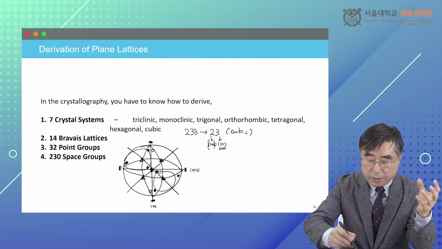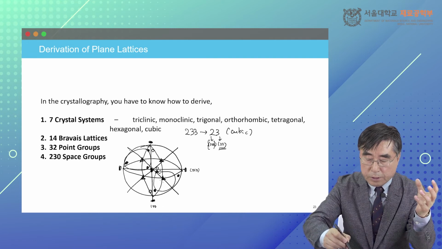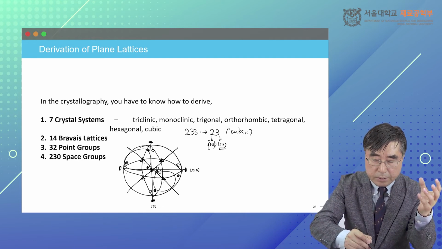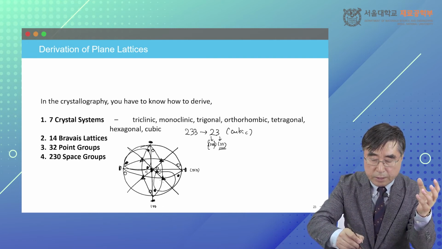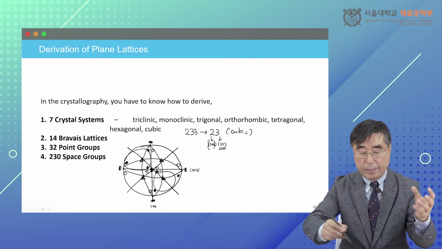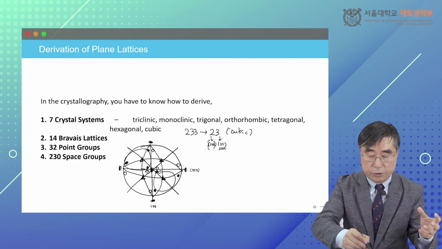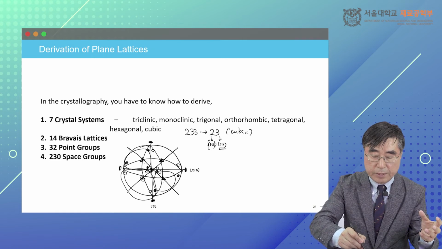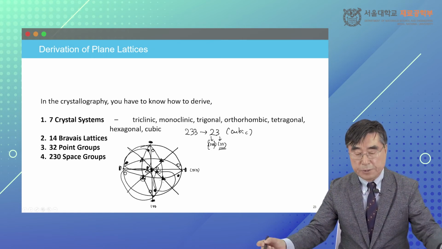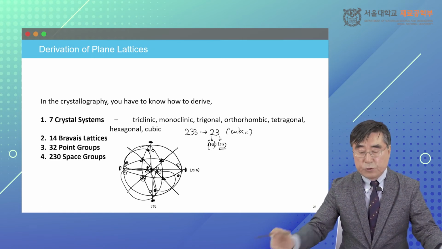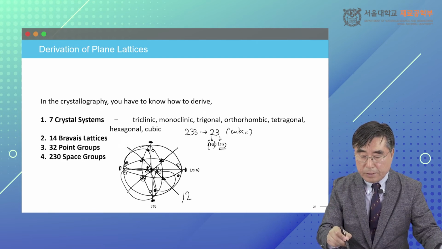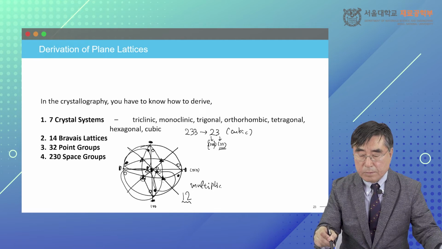Again, this is the down pole, this is the down pole, and this is the down pole. These three poles are generated by these threefold rotation operations. So in this case, 12 is the multiplication of this symmetry.